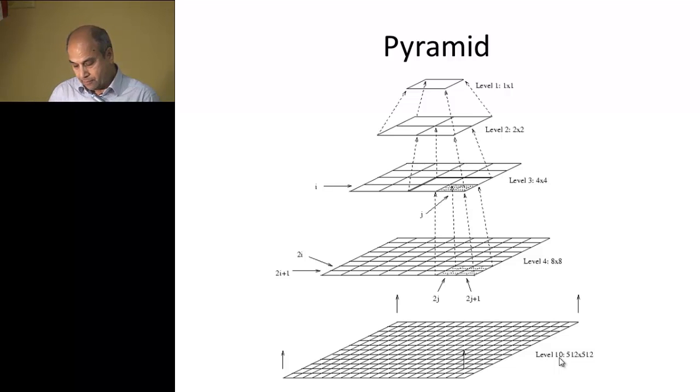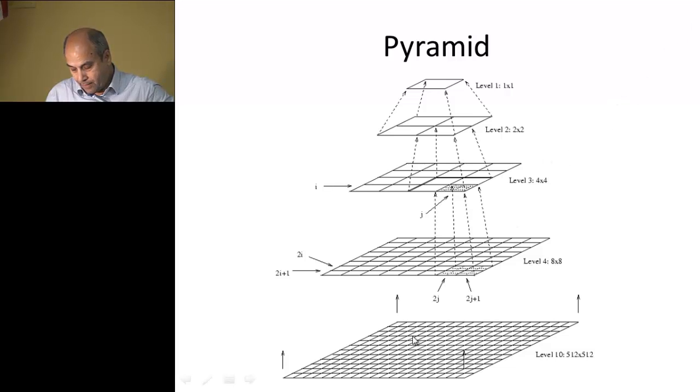If you start with the highest resolution, say 512 by 512, you go from there to 256 by 256, 128 by 128, and so on. You keep going until you have 8 by 8, 4 by 4, 2 by 2, and 1 by 1. If you take all these copies and put one on top of the other, it looks like a pyramid, like the Egyptian pyramids you have seen.